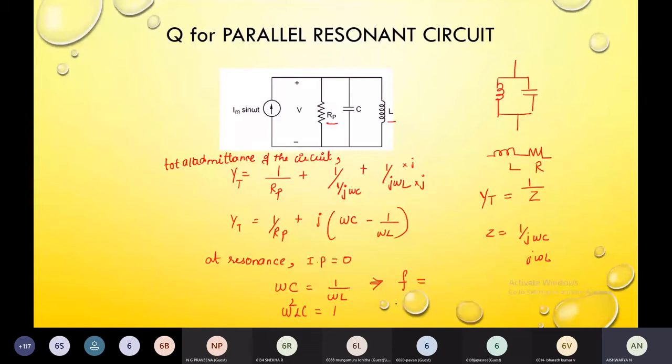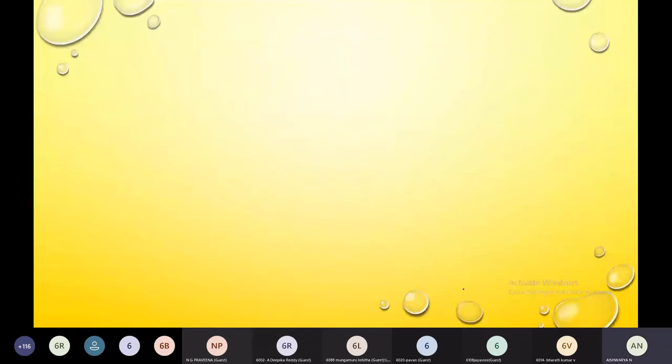From that, f is equal to, all this you have already derived, 1 by root of 4 pi square LC, that is 1 by 2 pi square root of LC. This formula you derived in the second unit. f equal to 1 by 2 pi root LC. So this is the frequency for the resonance circuit. Okay. Now we will find out the quality factor for this. So shall I move on to the next slide?